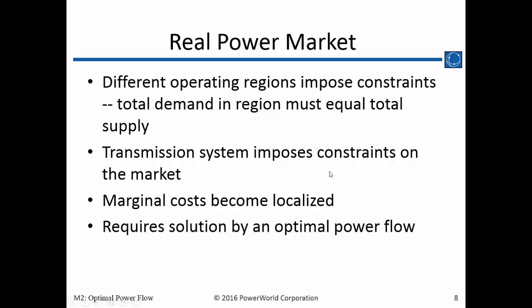In real power markets, of course, there can be transmission constraints. There can also be zonal constraints, where total demand in a zone or a region must equal the supply in that region. Anytime you have transmission constraints, the marginal cost can become localized and you get different nodal prices at different nodes.